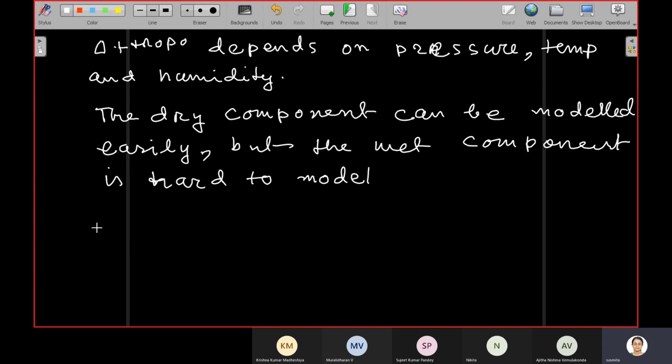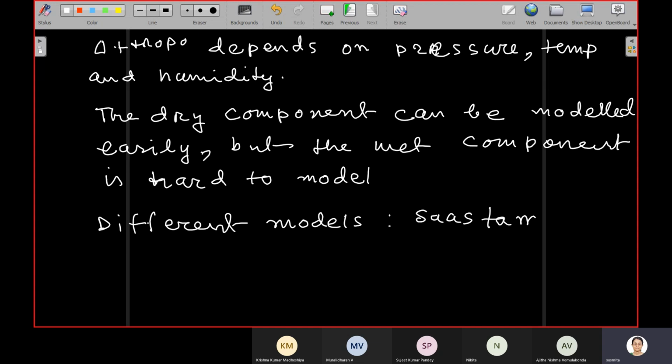Different models that the user can use are, I'll just give the names. We will not discuss them in detail. So these are some of the models that the GNSS user can use to partially correct the tropospheric delay.